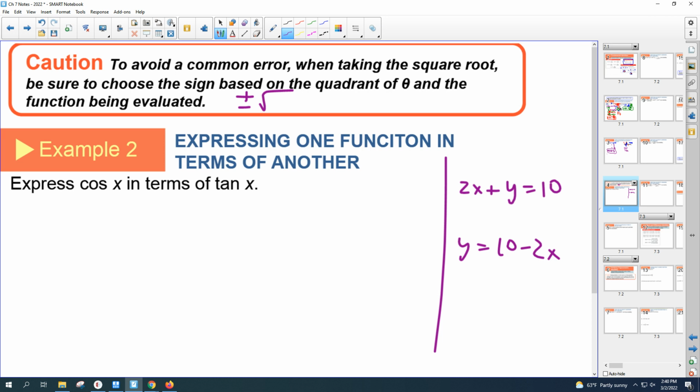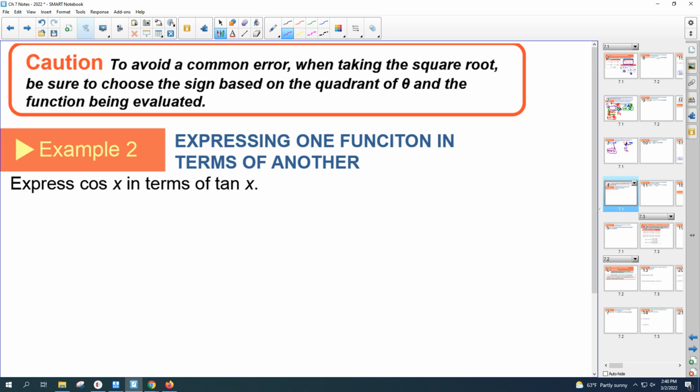So in this problem, when it says I want to express cosine x in terms of tangent x, that means, don't write this down, I'm going to want cosine x equals blah, blah, blah, tangent x. That's what I want. Cosine x equals something, something, something, tangent x. I don't want a sine. I don't want anything else. I just want cosine x equals blah, blah, blah, tangent x. That's what I want. Okay? Now, make sure you write small here because we don't have a whole lot of room.